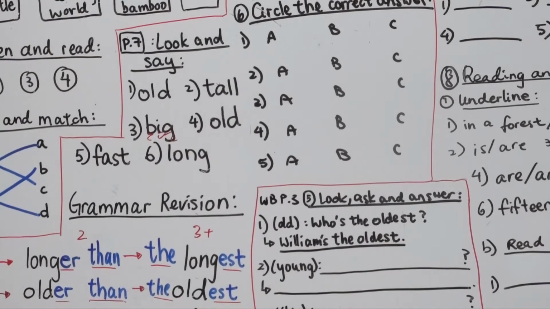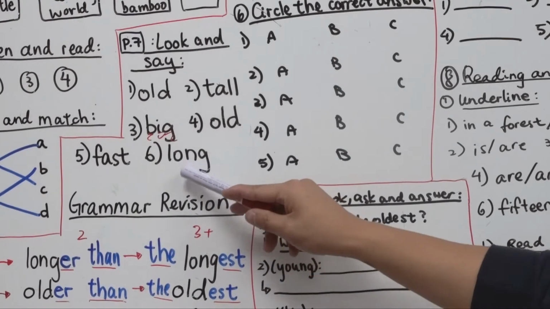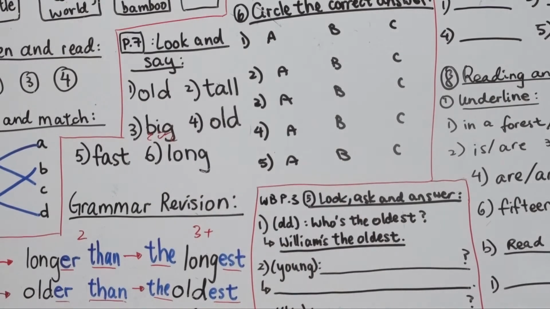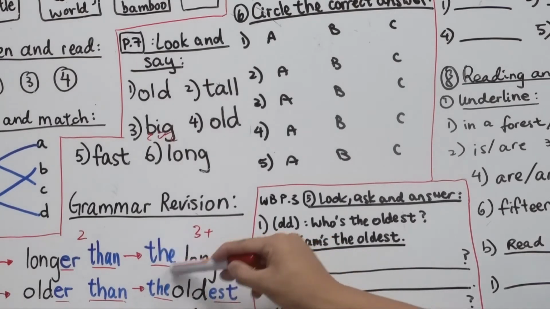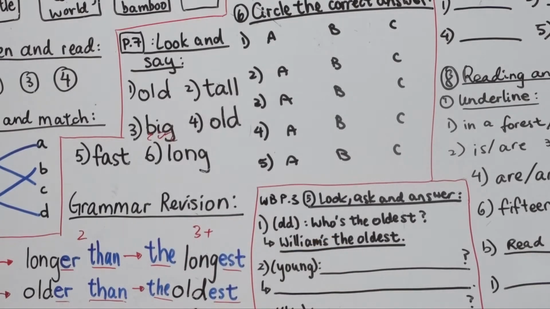Don't forget the, okay? Don't forget the. This is the longest. It's fastest. Oh, sorry. Number 6, right? I said longest. Longest in the park. Number 6. The python is the longest, right? Longest. The longest. Don't forget the, alright? Alright, moving on.